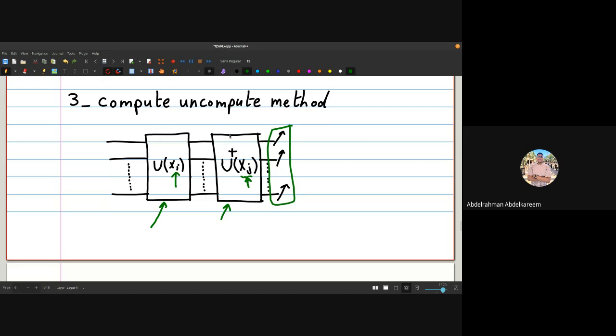Does anyone here know how the dagger works, or how to do the inverse of the encoding? Can anyone raise their hand and explain it to the other mates? You can go, Ala.